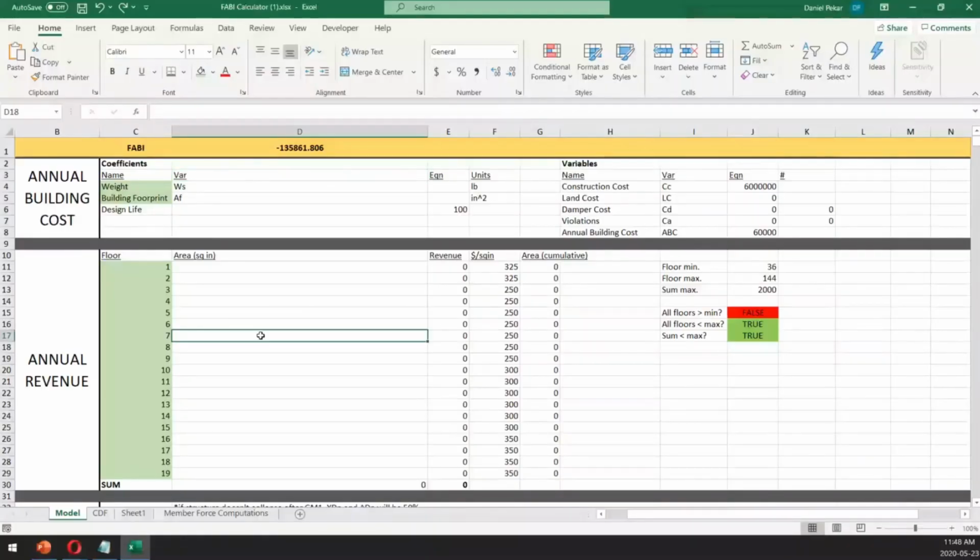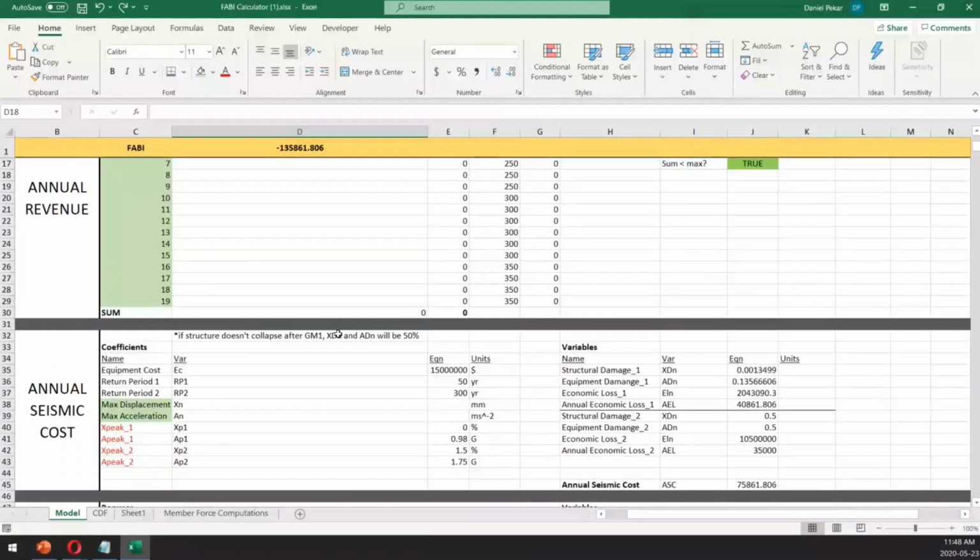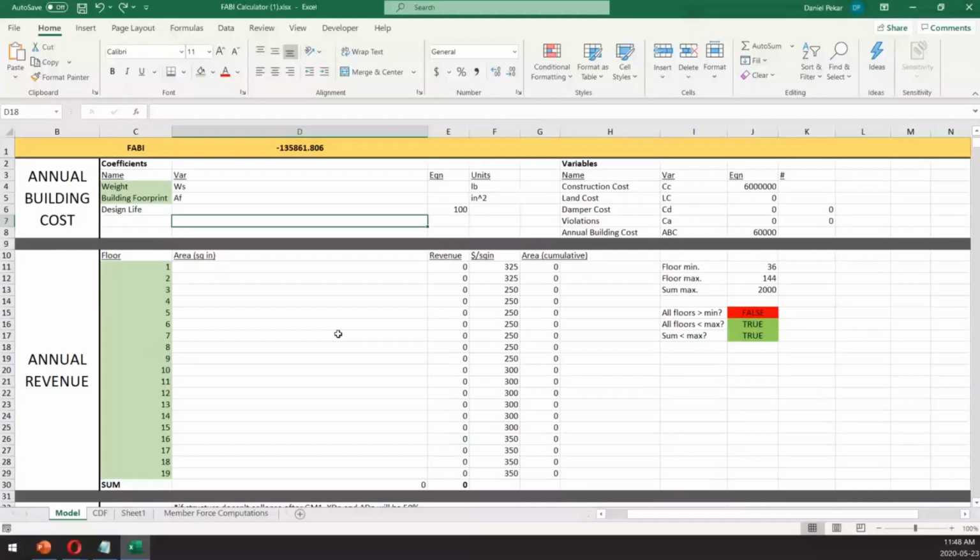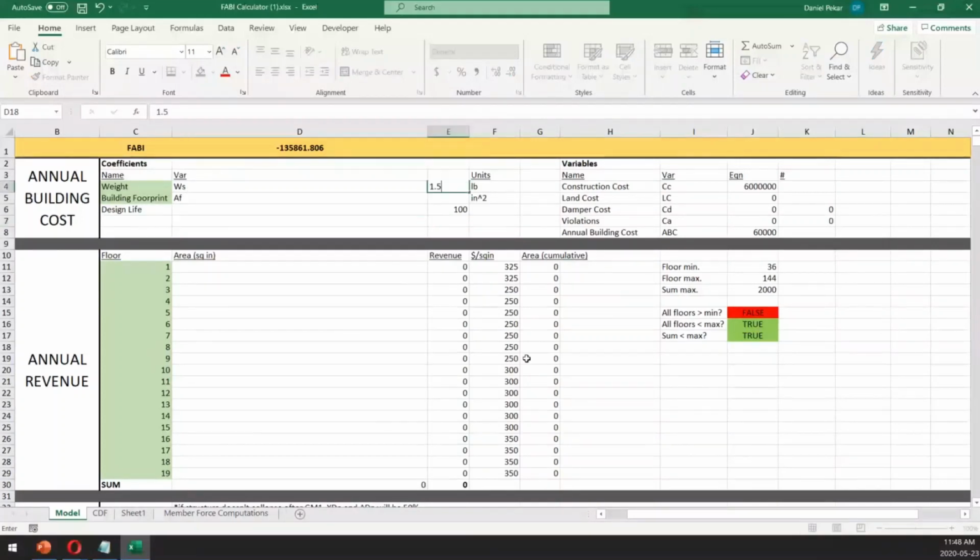Yes, okay, cool. Okay, so this is the FABI calculator that I made a while ago. And we're just going to go through it quickly. It's not that long, and then that'll be it for this part of the presentation. So you need your structure's weight. So I'm just going to put in 1.5 pounds, which is similar to what our target was last year. Building footprint is just the maximum dimensions of the tower. So this year it was 12 by 12, which is 144 inches squared. Design life is just something they tell us, it's 100.